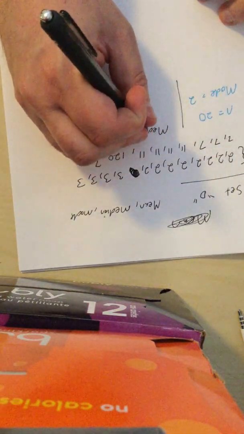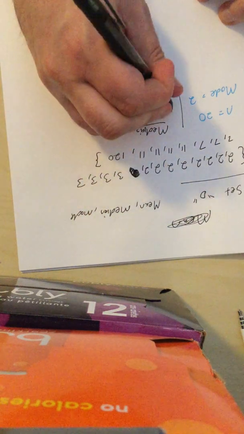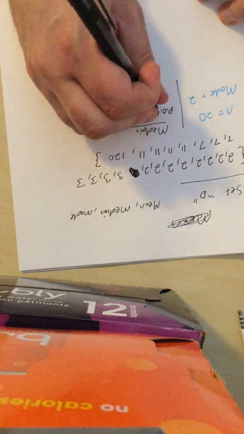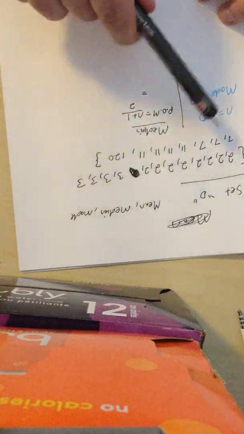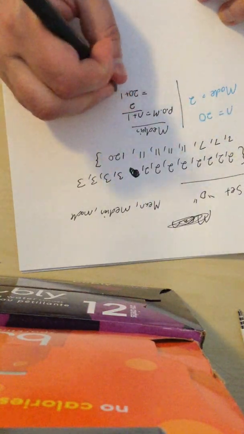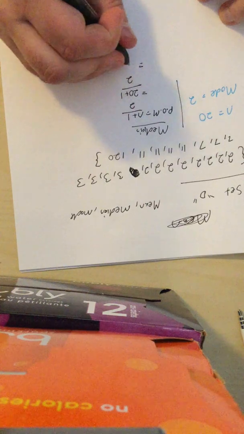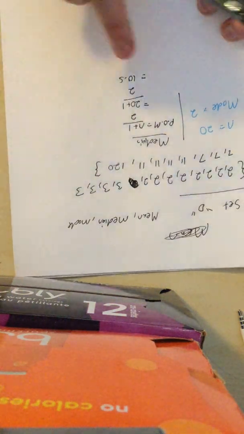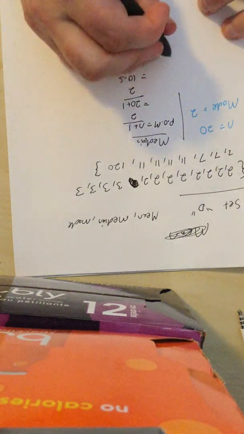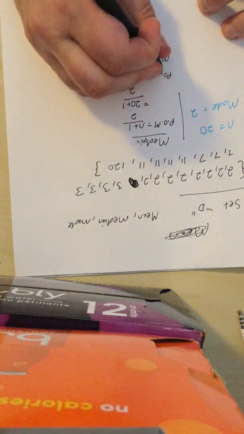Now for the median, we need to find the position of the median first. So the position of the median is (n plus 1) over 2. N is 20, so it's going to be 20 plus 1 over 2, which is going to be 10.5. That's not the actual median, that's the position of the median.